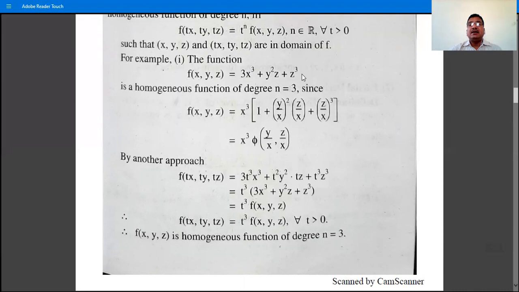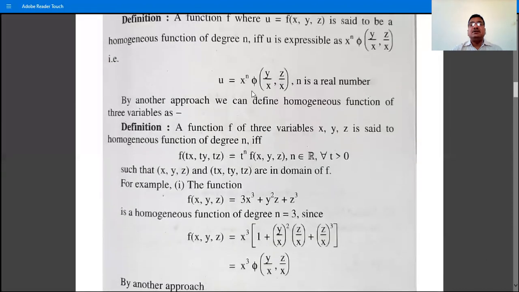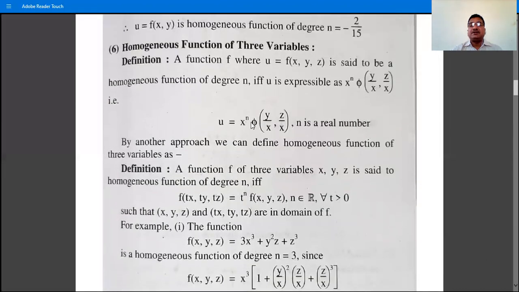In the last term, the addition of powers of x, y, z is 3. So in each term, the addition of the powers of x, y, z is equal to 3, and therefore this f(x, y, z) is a homogeneous function of degree 3 in three variables x, y, z. Or we can check whether this is a homogeneous function by using this definition.